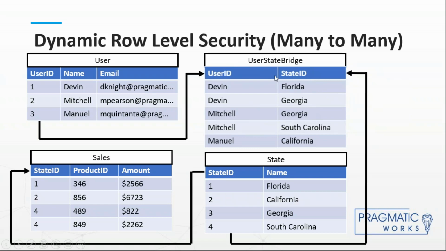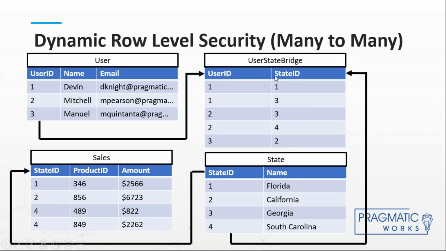And so the way that you manage something like this is you'll often bring in and create a bridge table. And this is done through a many-to-many relationship where I have a many-to-many between the user table and the state table, where I could potentially have one user appear multiple times for various states, and I could have a state be assigned to multiple users.